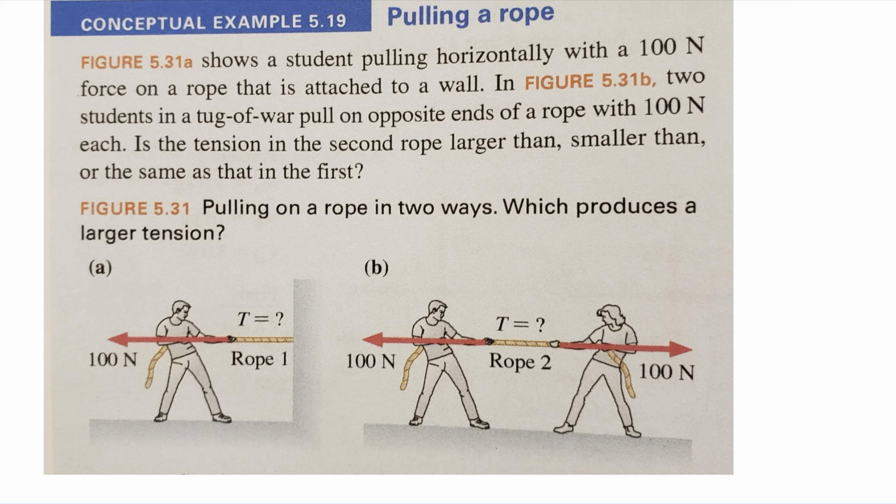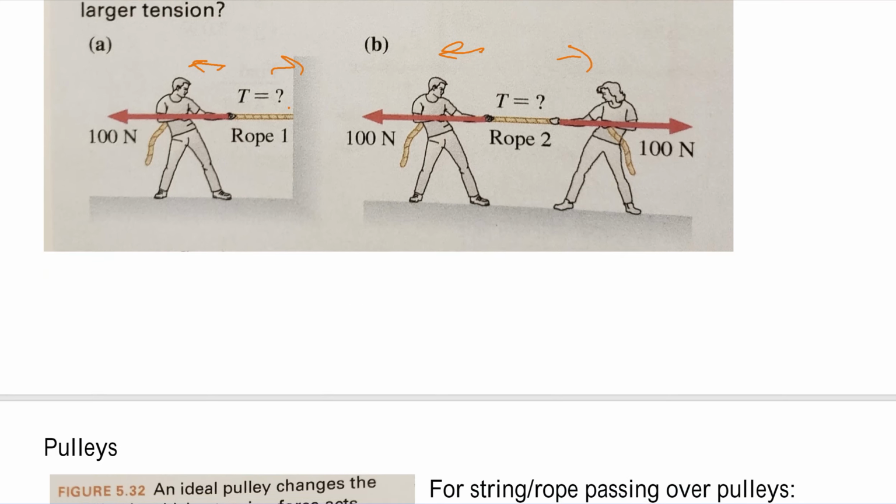So in figure B, pulling one way with 100 newtons, pulling the other way with 100 newtons, the tension in the rope is 100 newtons. In figure A, we only have one person pulling with 100 newtons this way, but the wall would be pulling back with the same action-reaction pair, 100 newtons. So the answer is that they are the same. Remember, action-reaction pair is very important.